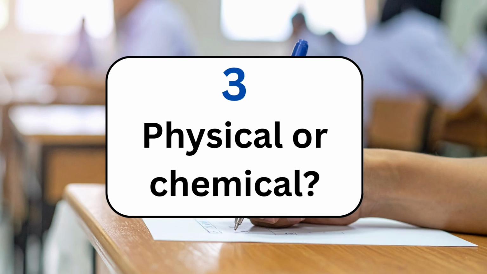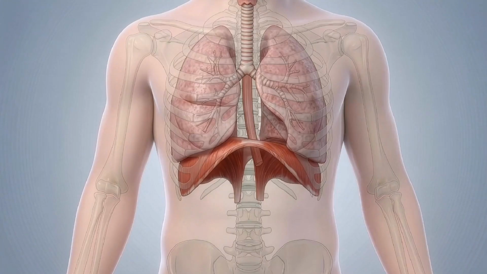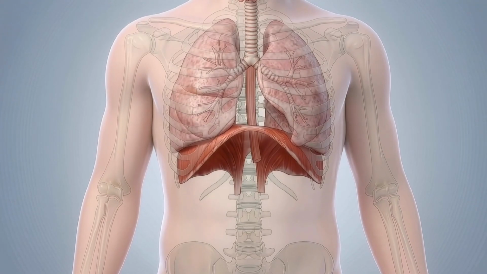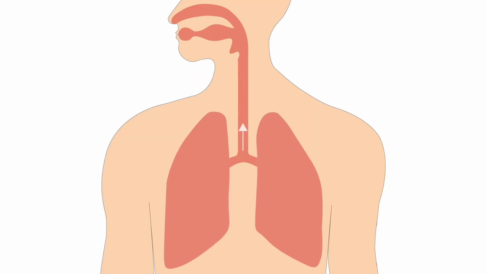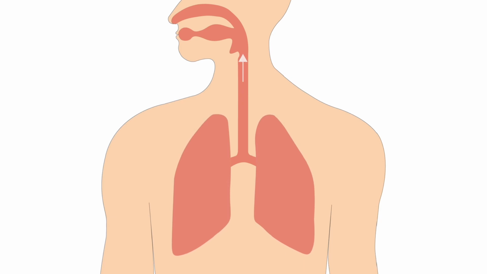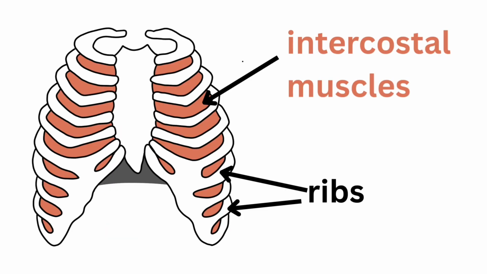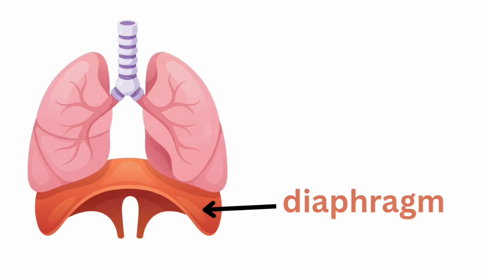Another key thing to know about each of the processes is whether they're physical or chemical. As you can see in this video, breathing involves the movement of our lungs. When we breathe in, our lungs expand, and when we breathe out, our lungs get smaller. This happens because of the actions of 2 sets of muscles. The first set are the intercostal muscles, which are found between your ribs. The second important muscle in helping you breathe is your diaphragm, which is a muscle found underneath the lungs.